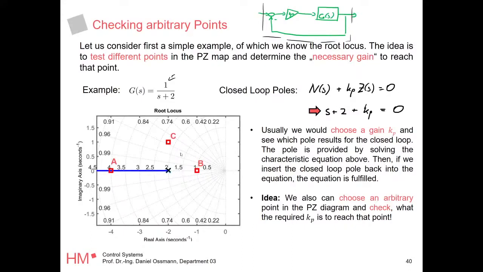But the thing is, what this equation tells us is that if we select a certain gain, we get out the closed loop pole. Now what we're going to do is we're going to select a certain pole for S and calculate the gain. Okay, so we're doing it the other way around. So instead of injecting the gain and calculating the pole, we are inserting the pole and calculating the gain, right?